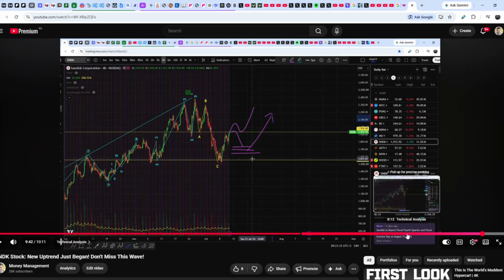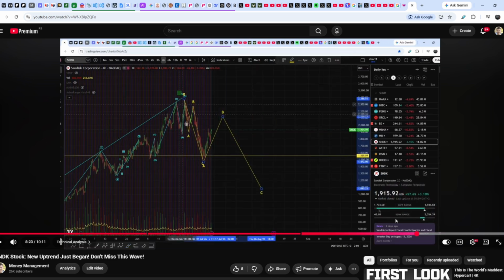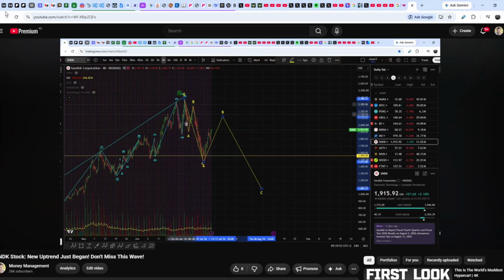And the third option, wait a second, I will show you right here. The third option was that this ABC was just a part of a bigger ABC, and I removed this option from the table because at this point it was the less probable outcome.